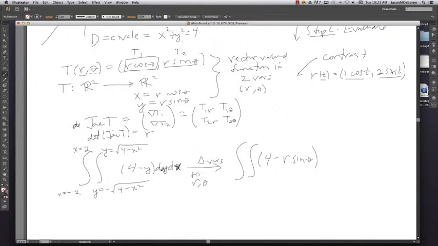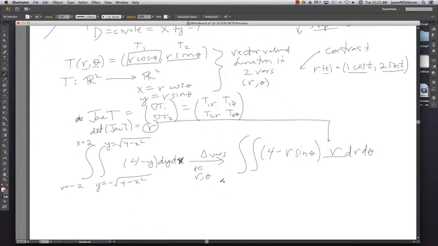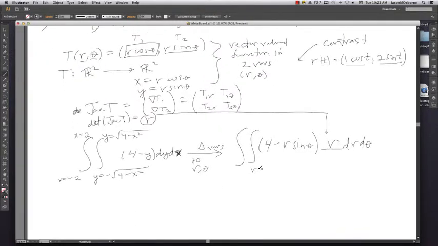And we need to change our dy dx into dr and d theta. But you can't just do that without some sort of compensation, as we've discussed in class. The compensation is to put the determinant of the Jacobian there, and that would be the variable r. And now we need to describe the region in terms of r's and thetas. So r is our first integral, and theta would be our second integral.